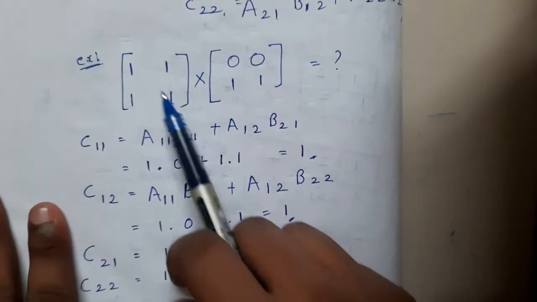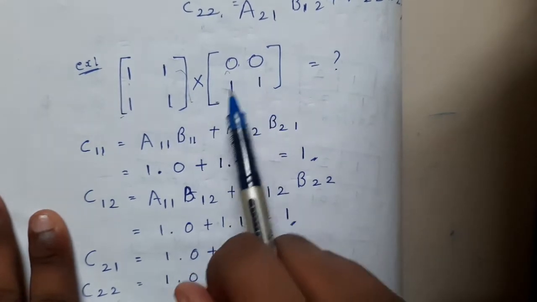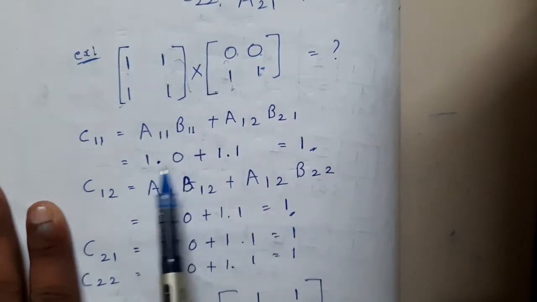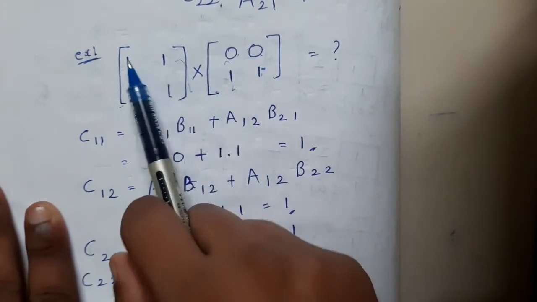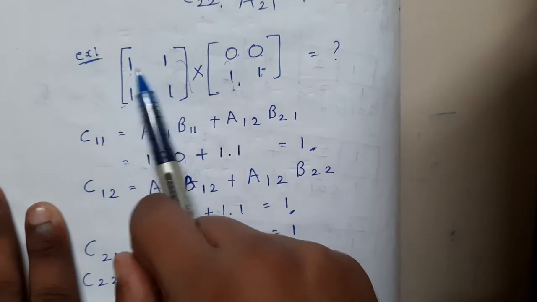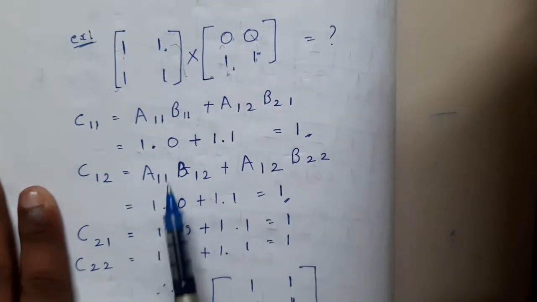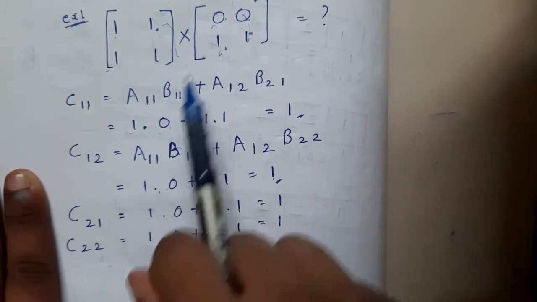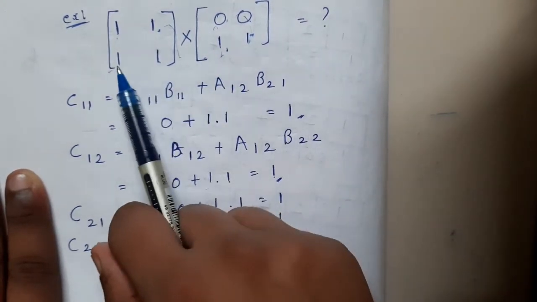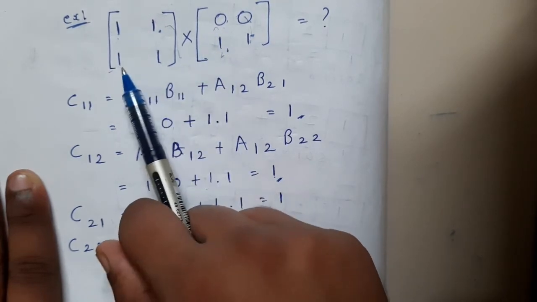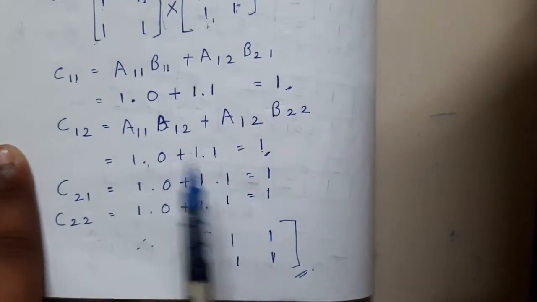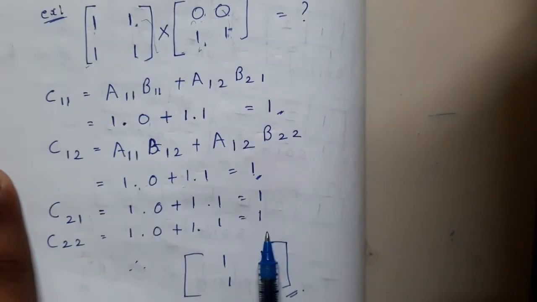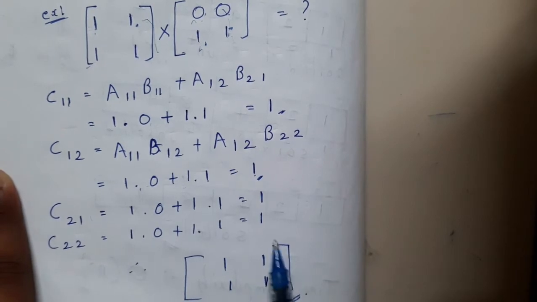For this, let us take a small example: 1 1 1 1 multiplied by 0 1 0 1. You will be multiplying this, so it's the same process. C11 is 1 into 0 plus 1 into 1, that is 1. Similarly, C21 is 1 into 0 plus 1 into 1, that is also 1. C12 is 1 into 0 plus 1 into 1, that is also 1. So we got the resultant matrix as all ones.